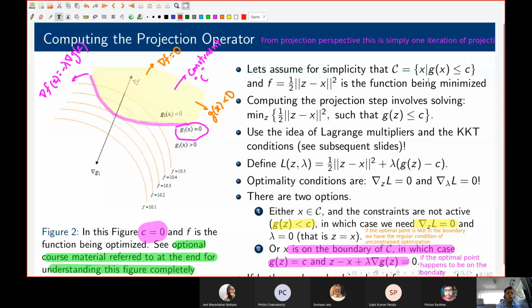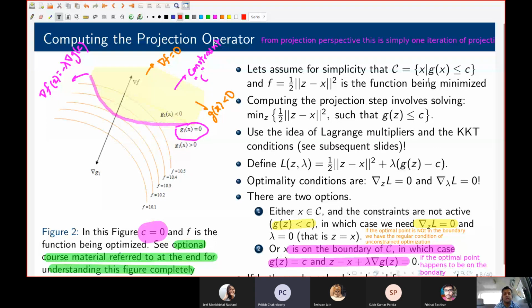We are trying to minimize this function f. That means you want to move in the direction of decreasing values of f, right? And if you move in the direction of decreasing values of gx also, then you can satisfy the constraint happily, right? So if your point is on the boundary, that means you could not go inside the region while still minimizing the function. So we have to stay on the boundary.